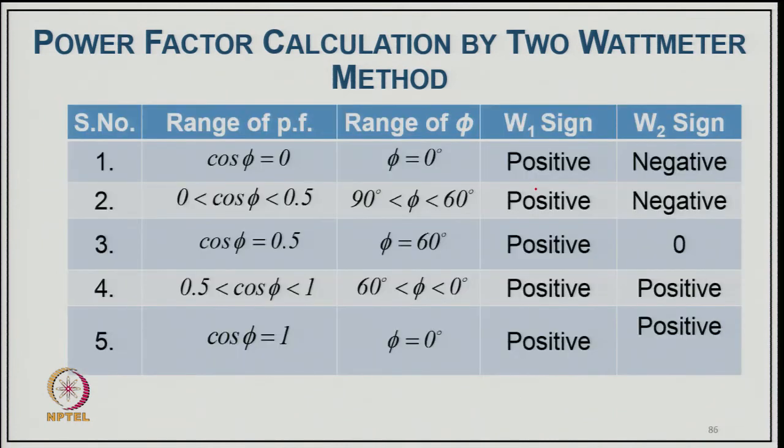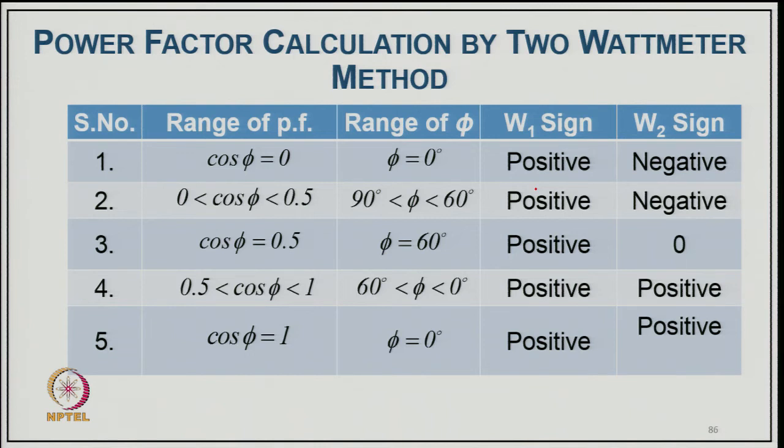So, we can say power factor calculation by the 2 wattmeter method has the following 5 conditions. First, when cos phi equal to 0, phi equal to 90 degree, you will have one reading positive and another negative, whether lagging or leading, as the power factor is 0. Second, when the power factor is between 0 and 0.5, the angle is between 90 and 60 degree, and one reading is positive and the other is negative.